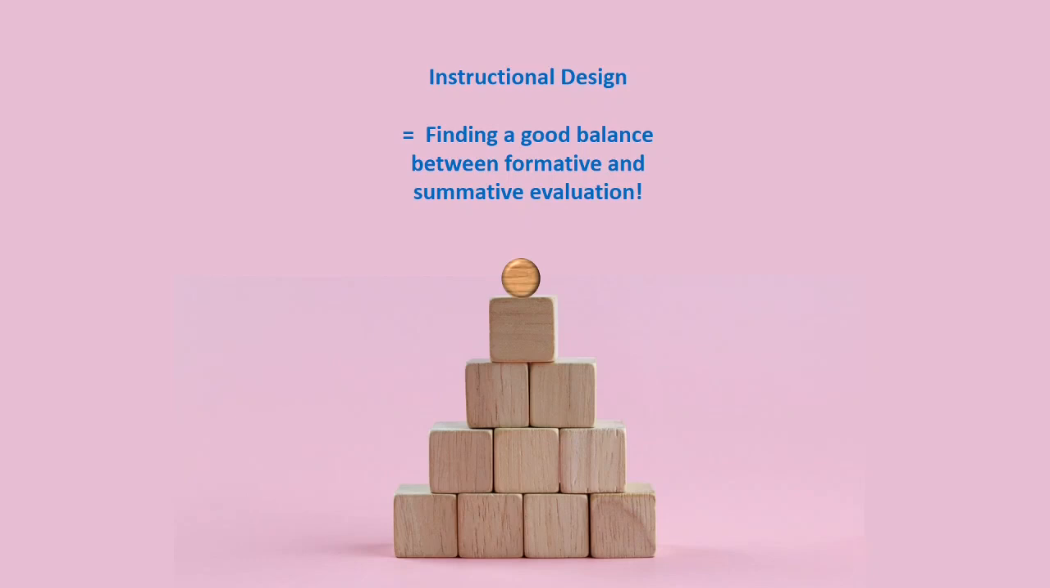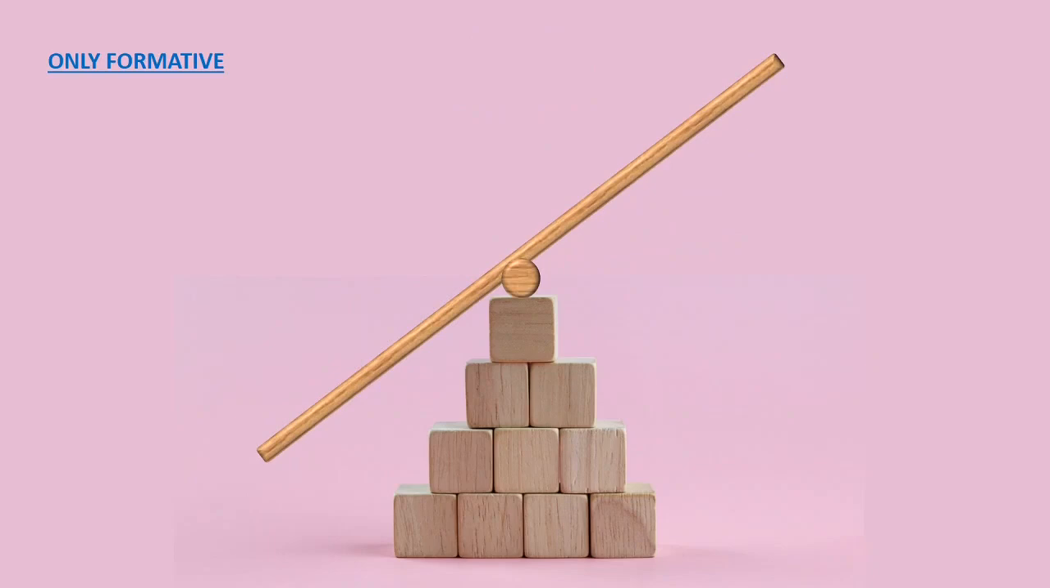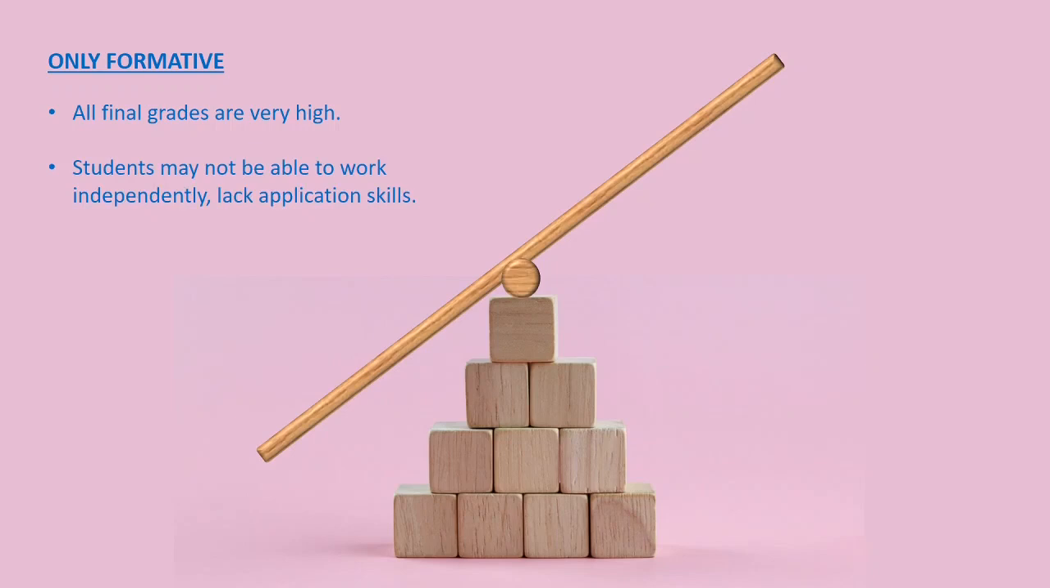However, let me highlight how getting the balance wrong can have a negative impact. If you use only formative assignments or give them too much weight, this can result in being overly optimistic in what your students can do, or in exceedingly high grades. Because such grades do not represent independent applied skills, sending organizations or supervisors may be overly optimistic in terms of the tasks or responsibilities their staff can handle after their training.